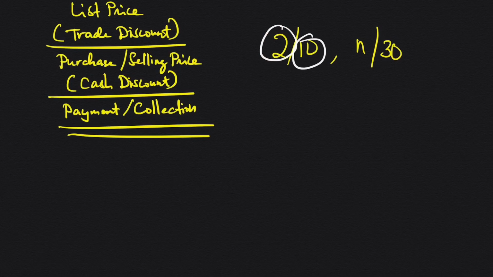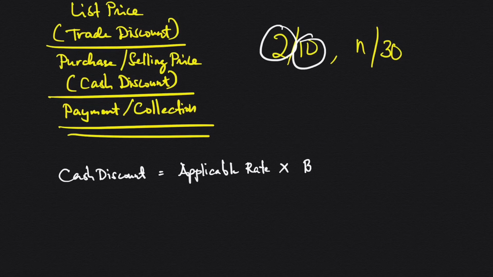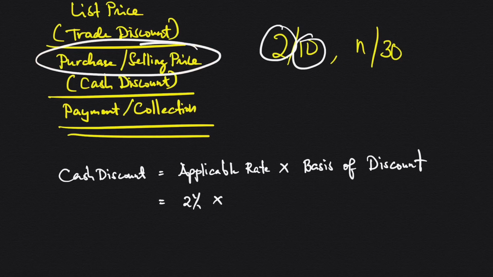Now the question is, how do you compute the cash discount? You can use this formula. Cash discount equals applicable rate times the basis of discount. Applying this one, the applicable rate is 2%. And for the basis of discount, if the problem is simple, like it only gives you the list price and trade discount, you will be using the purchase or selling price as the basis of discount. And this is how you compute the cash discount.